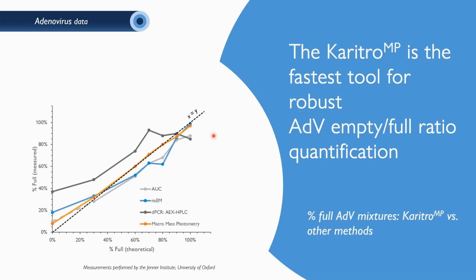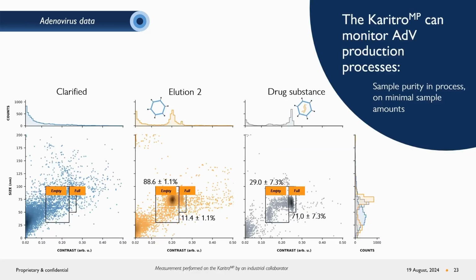The KaritroMP can be used to monitor adenovirus production processes. In this example, we are observing a comparison between a clarified sample, one of the elutions, and the drug substance. What we are seeing is an enrichment into the full population that goes up to 71% across the total particle measured with the Karitro at the end of the process. This means that the KaritroMP can be used as a convenient tool in process to monitor sample purity, because it requires minimum sample amounts and the measurement takes only a few minutes.